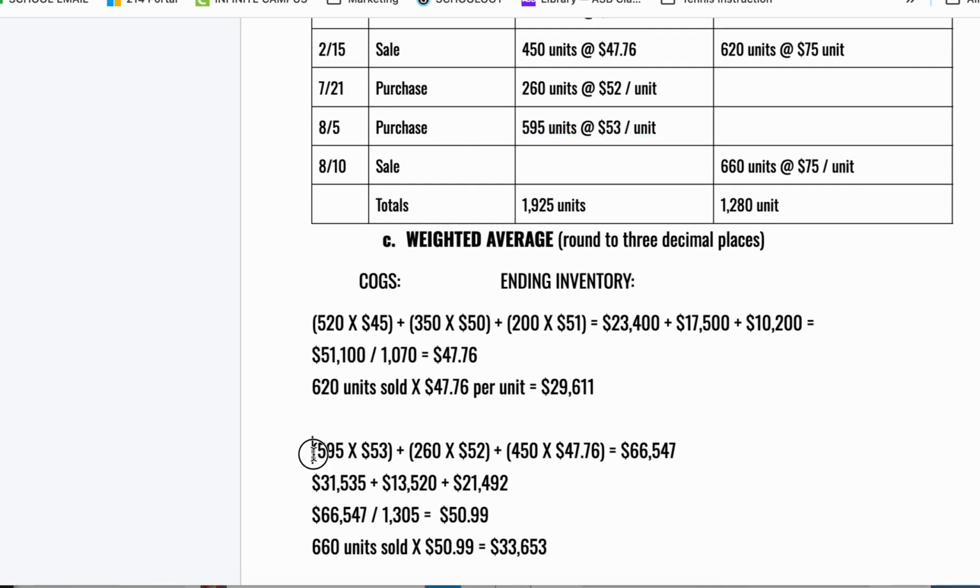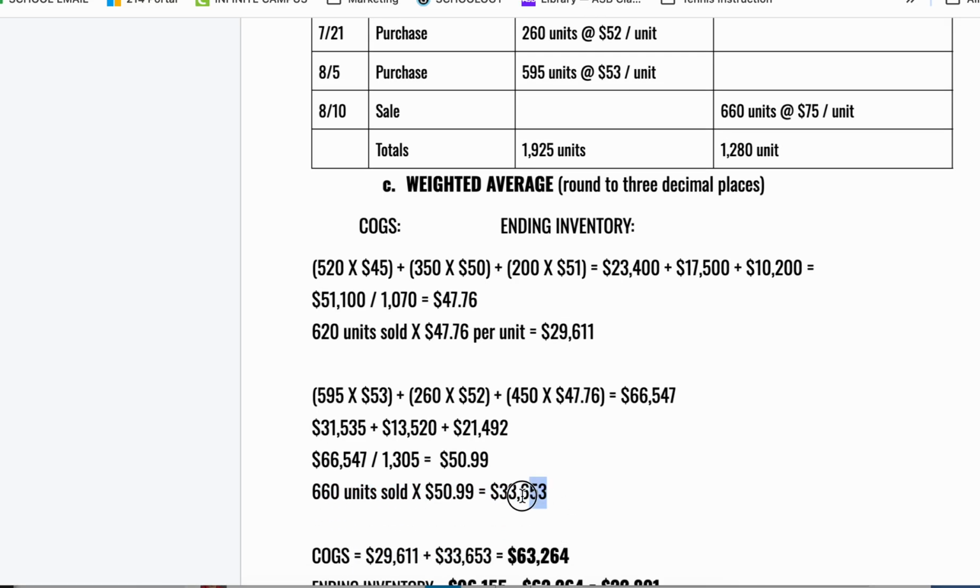So you can see I did that here, and I got 66,547 when I multiplied that times that plus that times that plus that times that, and I divide all of that by 1,305. Why 1,305? Because 450 plus 260 plus 595, add those three together, and you get 1,305. So my total cost of goods available for sale at that point, divided by my number of goods available for sale, I get $50.99. So I take that 666 units that I sold, multiply it by $50.99, and I get $33,653.